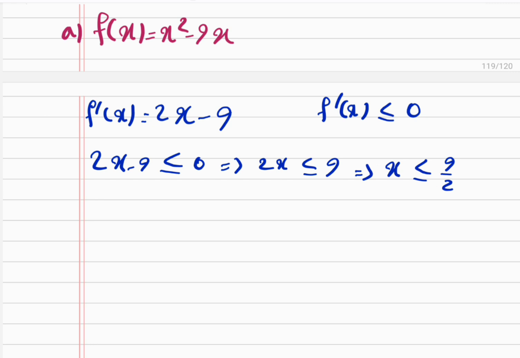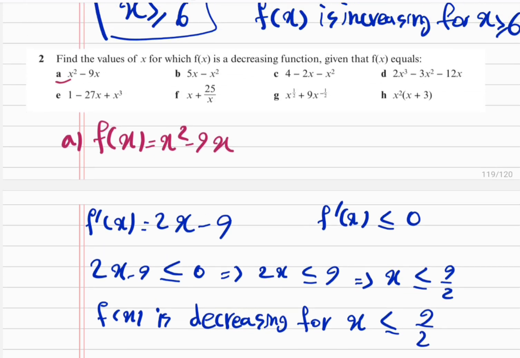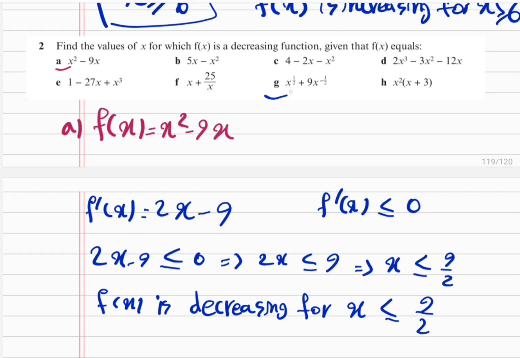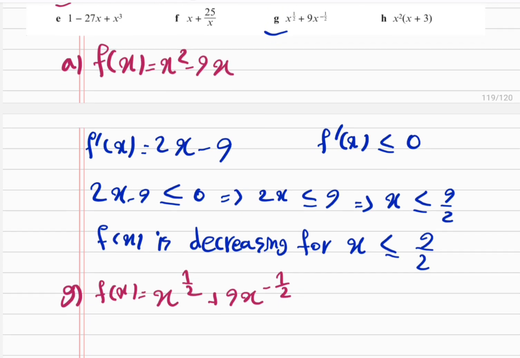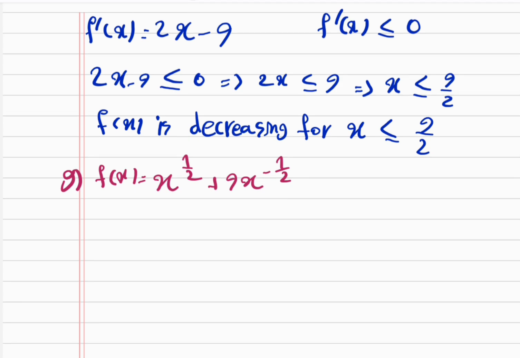So this means f of x is decreasing for all the values of x that are less than or equal to 9 over 2. Right, now let's do part G. This time we have the function x to the power of a half plus 9x to the power of minus half. Again, the approach is the same. We first find the first derivative.